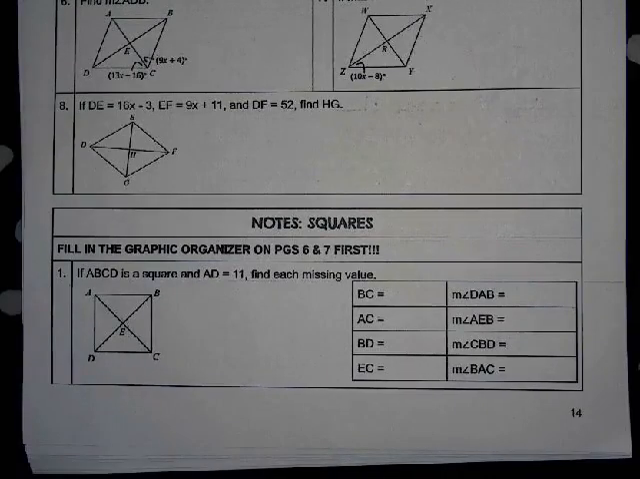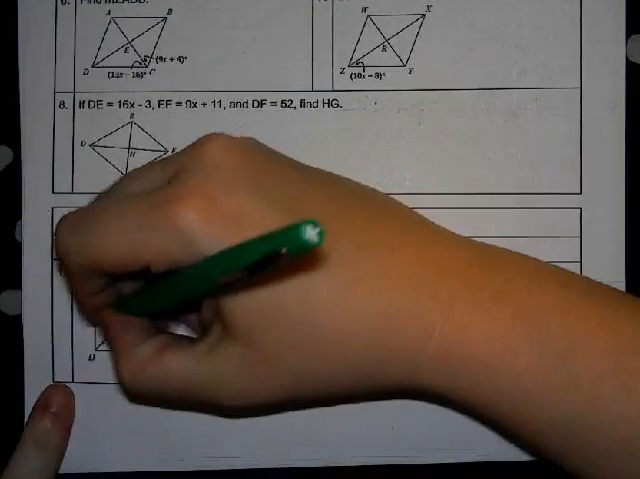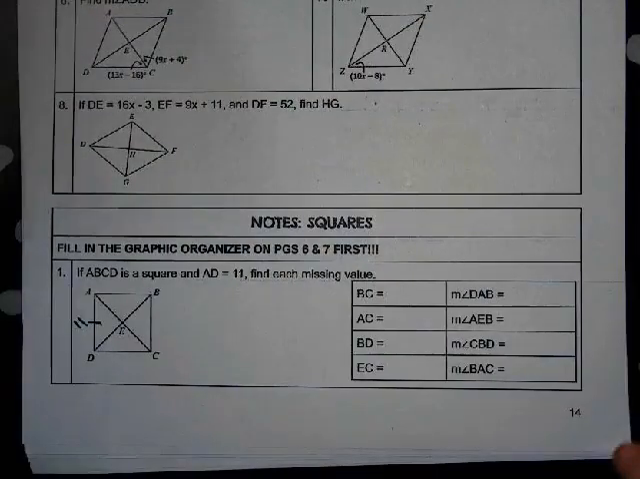No different for squares. It says if ABCD is a square. It's important to note that because otherwise you could possibly argue that it was a different quadrilateral. If it's stated it's a square, it has to be a square. It says AD is 11. That's that side there. Find each missing value.